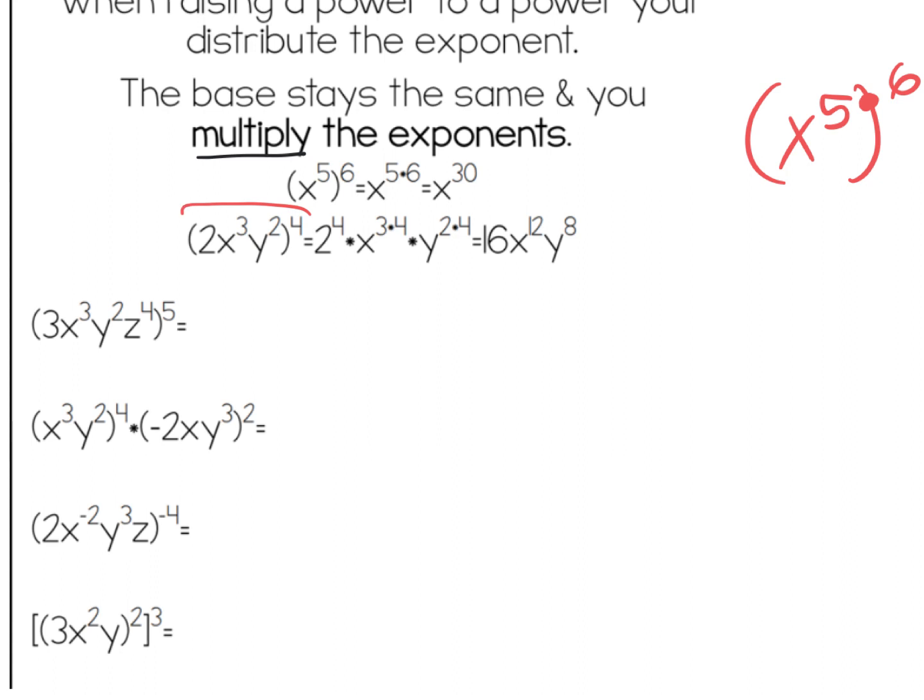So this is the problem you're going to work on, okay? First, you take care of the coefficient. So 2 raised to the power of 4, they are coefficients, so you just do 2 to the power of 4, and you get 16. And then x to the power of 3 to the power of 4, you take 3 times 4, which is 12. And then y to the power of 2 to the power of 4, which is y to the 8. So that's your final answer.